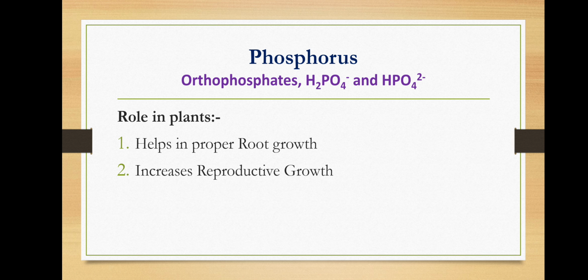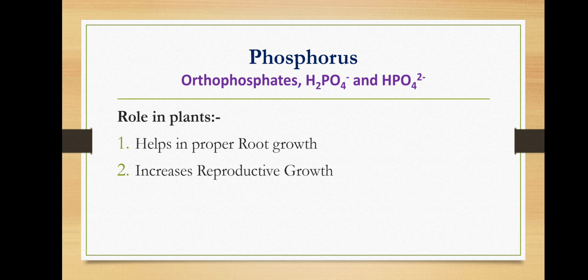When we go to its role, why do we want to give phosphorus to the plant? It helps in proper root growth of the plant. The next important function is to increase reproductive growth, which means it will initiate flowering.